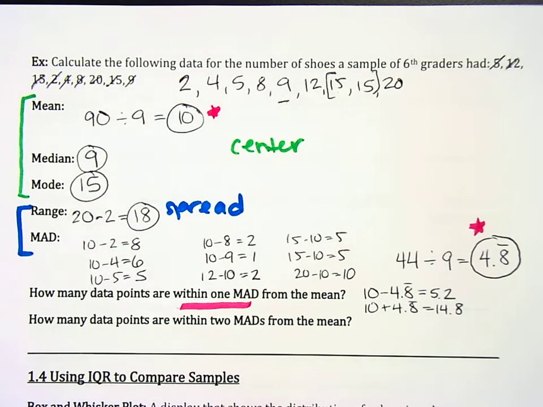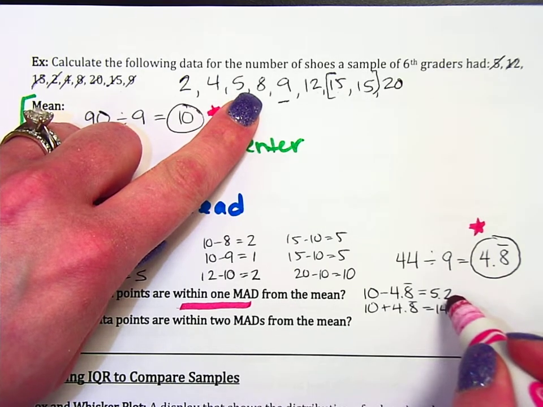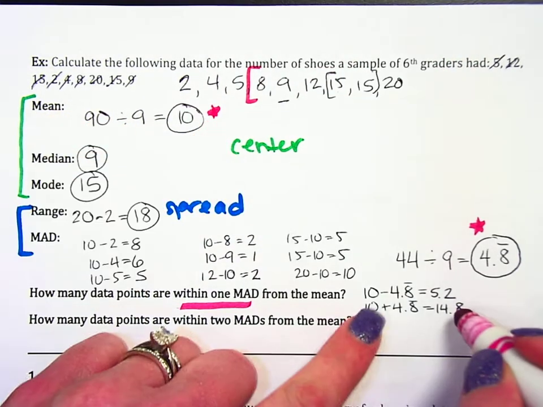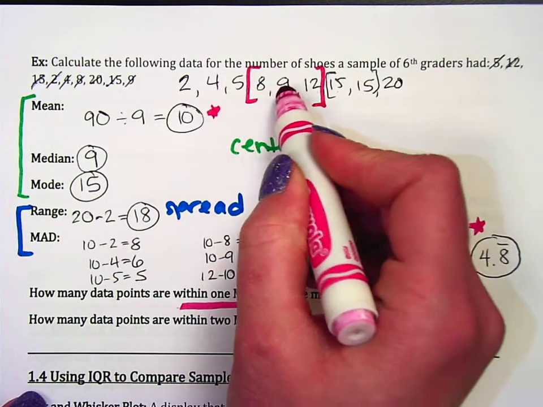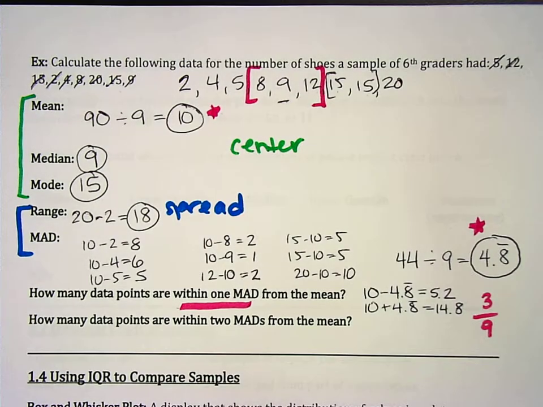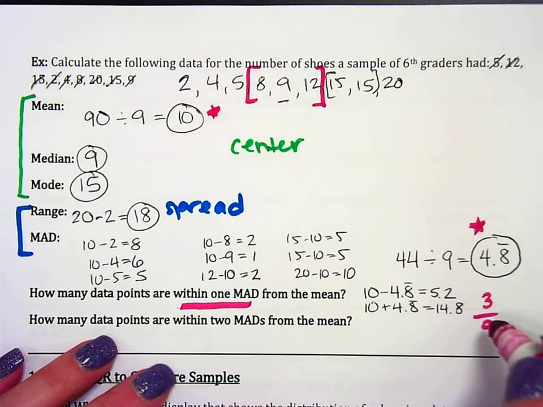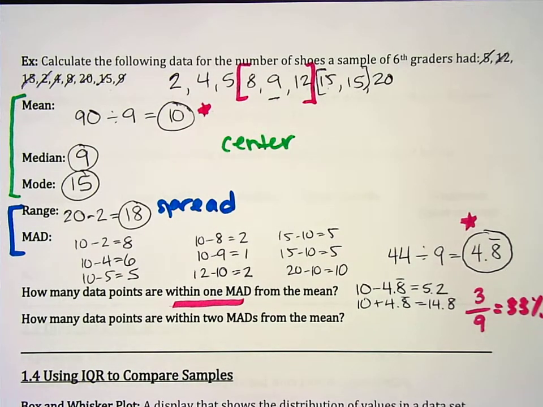So in this list, within one MAD, here's 5, a little short. I want something more than 5.2. So I'm looking for 8, all the way up to something less than 14.8. So I have 1, 2, 3 numbers out of my total of 9 that are within one MAD. Okay, so if my data is really close together, this is going to be almost all, if not most, of my data. If it's spread out, you're going to have a small percentage. So in our case, 3 out of 9, 33% are within one MAD. That is pretty small. So it's saying my data is reasonably spread out.